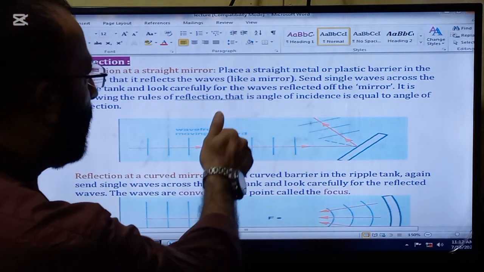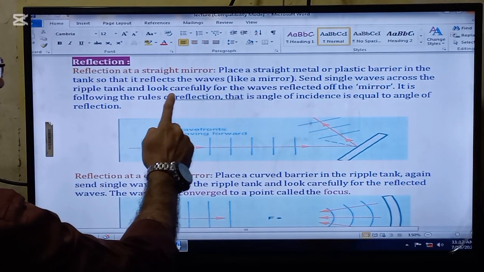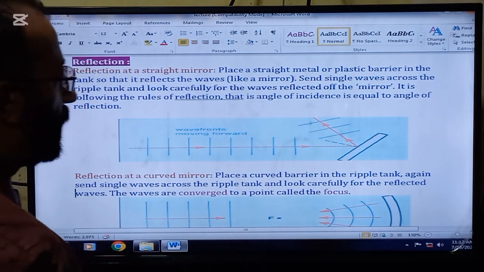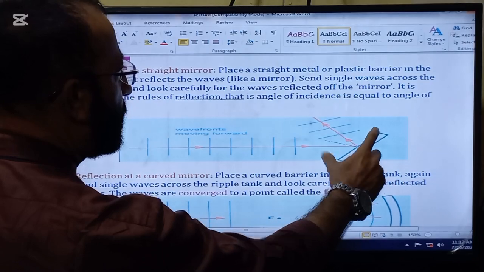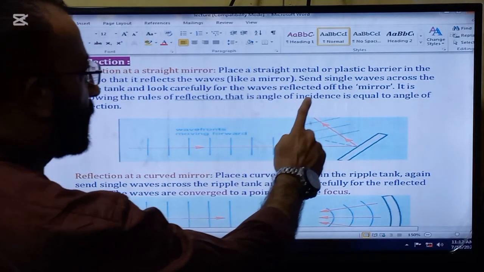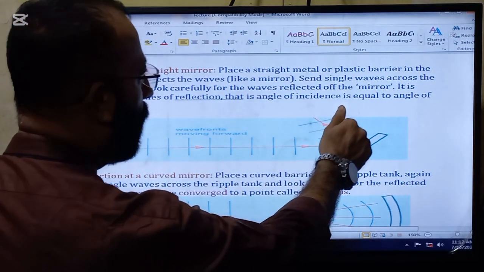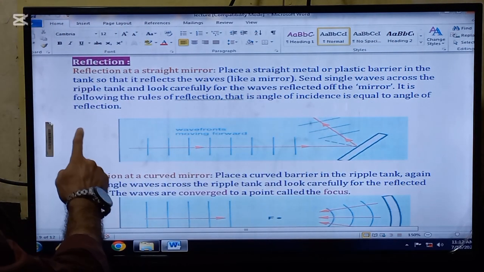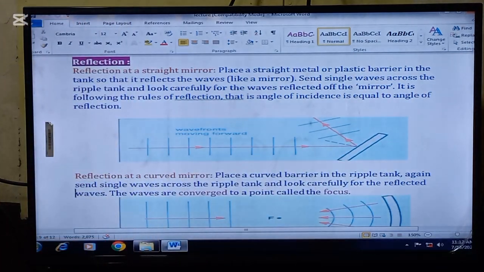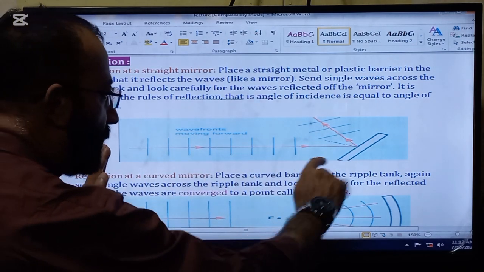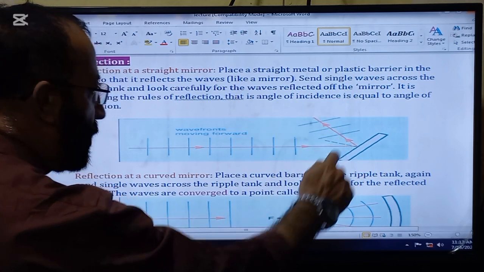So first we are going to read the reflection at a straight mirror. Place a straight metal or plastic barrier in the tank so that it reflects the waves like a mirror. So here the straight piece of plastic or metal will be placed in the water tank. Send single waves across the ripple tank and look carefully for the waves reflected off the mirror. It is following the rules of reflection, that is, the angle of incidence is equal to the angle of reflection. So when it strikes here, the angle of incidence will be equal to the angle of reflection.